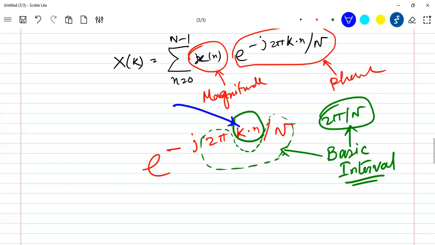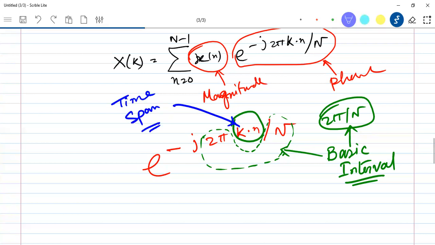So this is basically the time span. This is actually the time span. Is that clear? Yes, sir. So in the phase part, we have two separate things: one is the time span, another is the basic interval. Please remember.